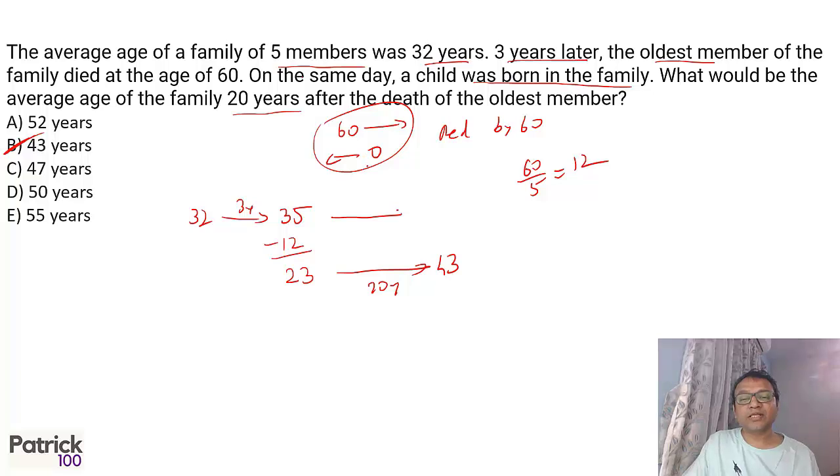So when the total comes down by 60, the average will come down by 60 divided by 5 members, which is 12. So a reduction of 12 means 23 is the average. So the average becomes 43 after 20 years.